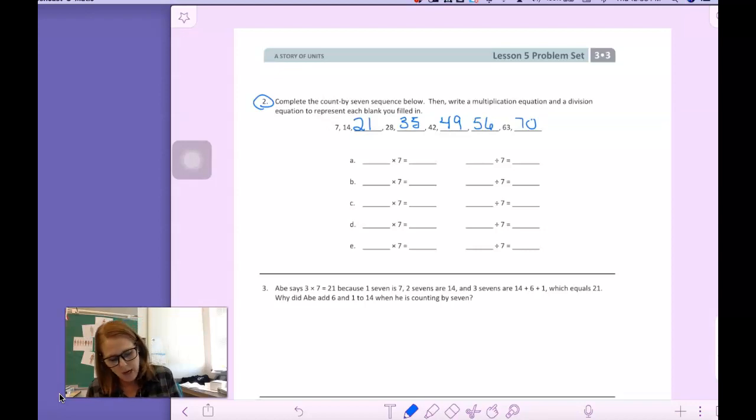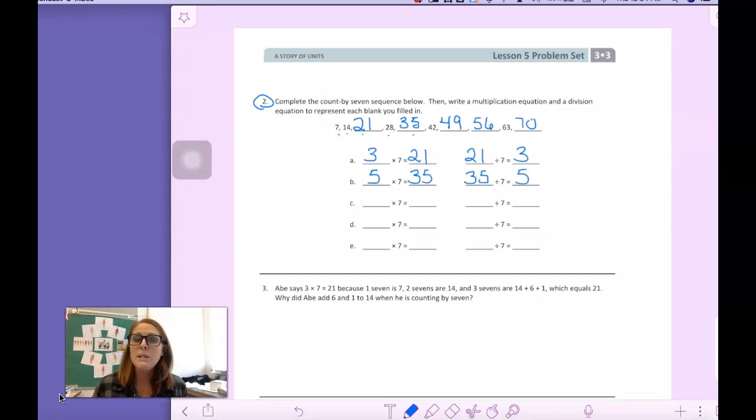For example, the first line we filled in was 21. So we are going to write 3 times 7 equals 21. And I know it was 3 because it's our third count by. Our division sentence would be 21 divided by 7 equals 3. The next one would be 5 times 7 equals 35. 35 divided by 7 equals 5.